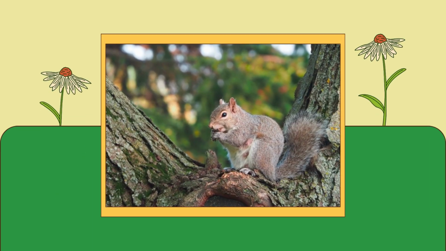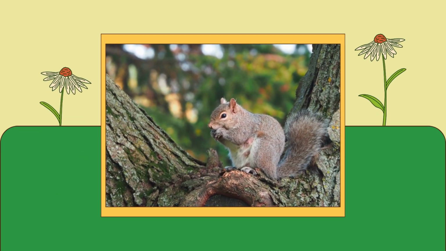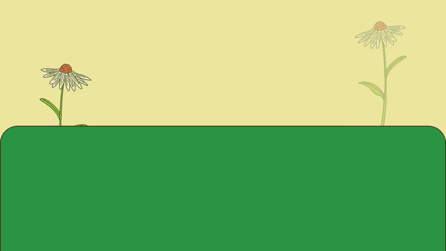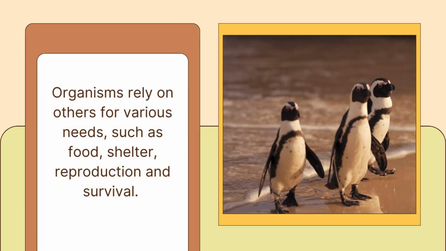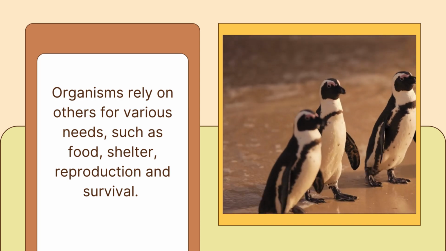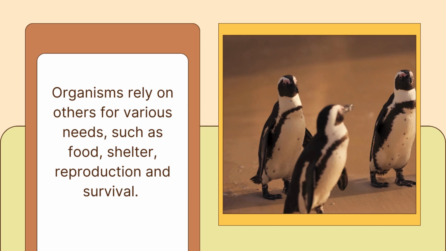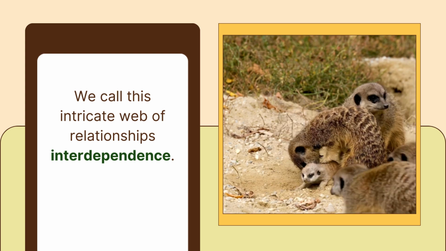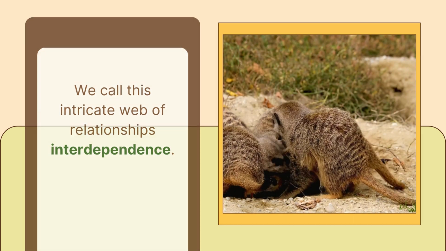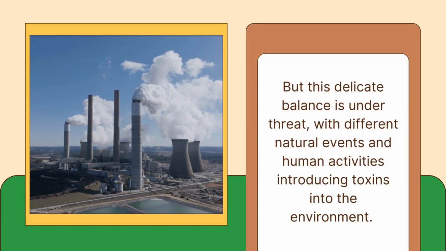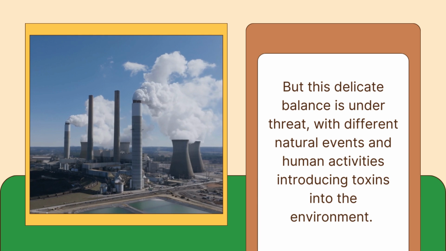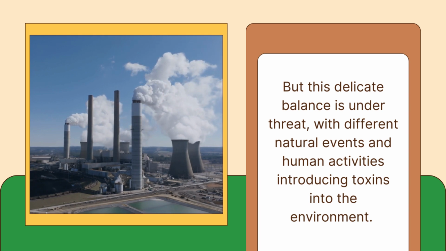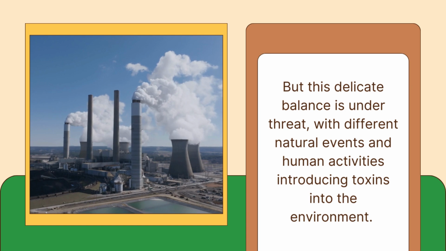In this video, we see a squirrel. Do you ever wonder why it lives in the trees? Organisms rely on others for various needs, such as food, shelter, reproduction, and survival. We call this intricate web of relationships interdependence. But this delicate balance is under threat, with different natural events and human activities introducing toxins into the environment.